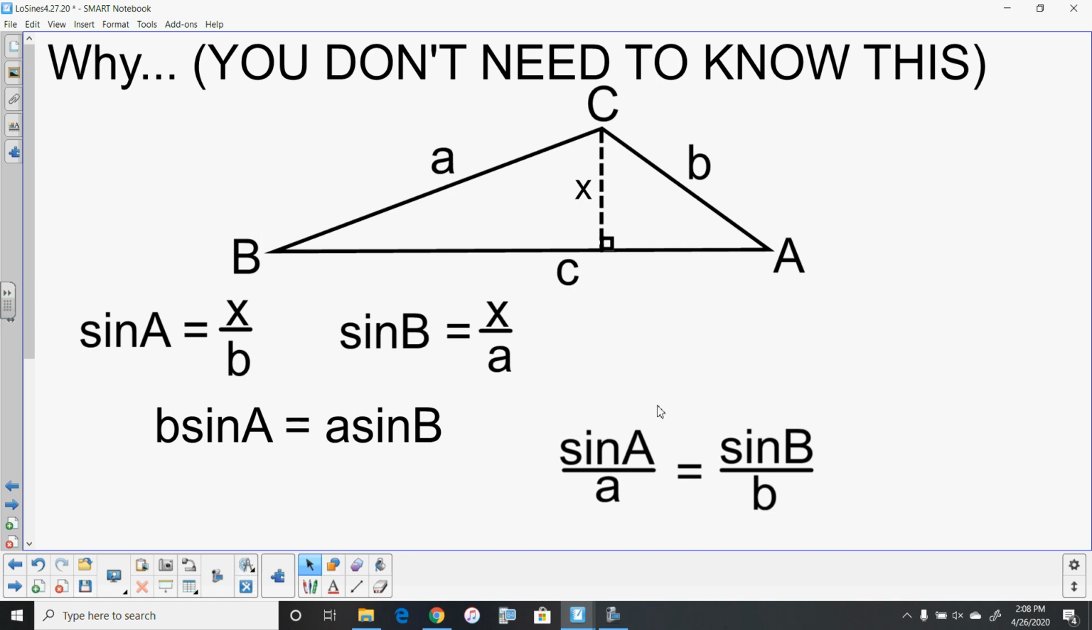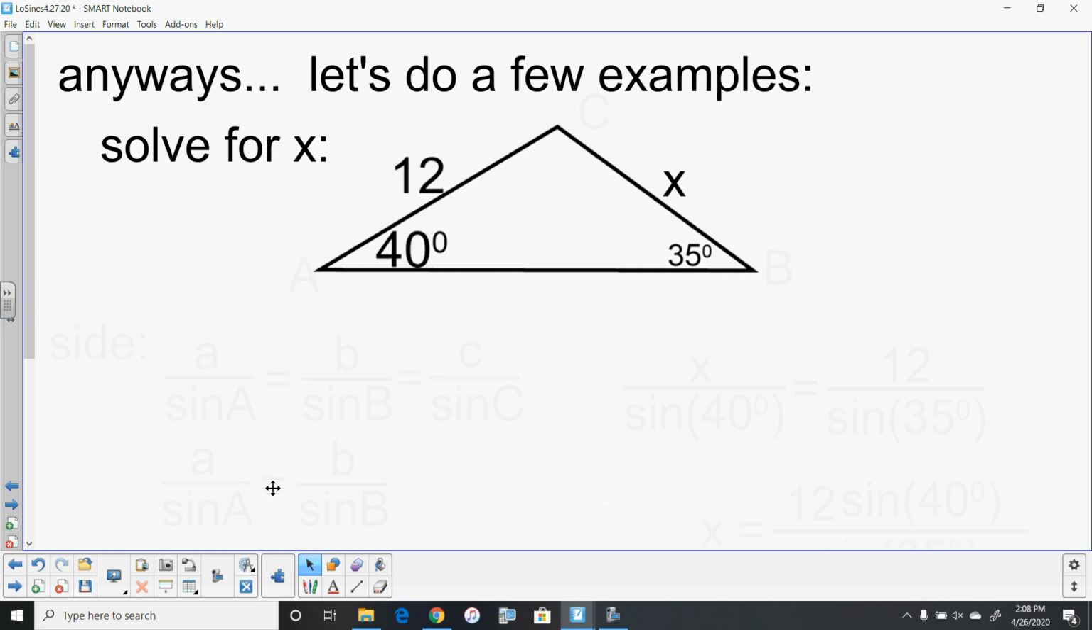Again, being able to derive these things is not necessary, but I would not be doing my due diligence if I didn't at least show you where it came from. Anyways, let's put it into practice though. Here is that first example we had, where I've got 40 degrees, 35 degrees. My third angle would be 105 degrees, so I know it's not a right triangle. There is no 90-degree angle in those three vertices. But let's go ahead and write in my vertices anyways.